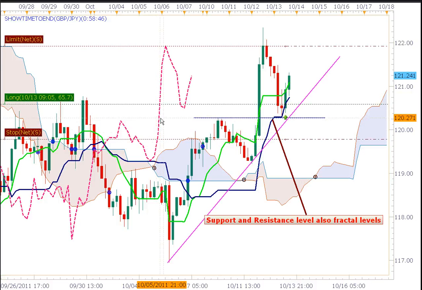So that was a bullish sign. Everything's bullish. Price is above the Kumo. So all these are bullish signs, and it's a trade that you would be wanting to go long in. I did. I went long. I'm in profit, 64, 65 pips.